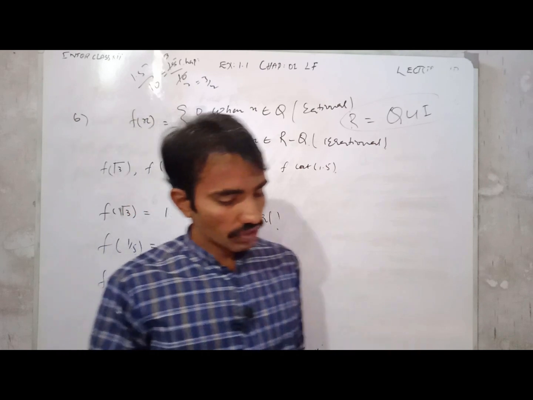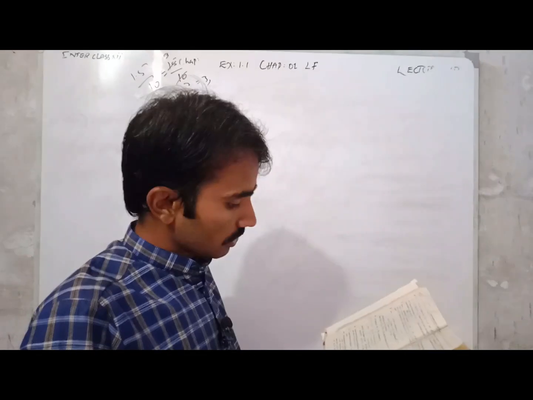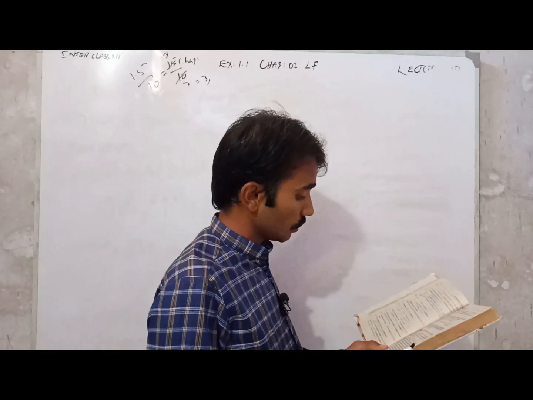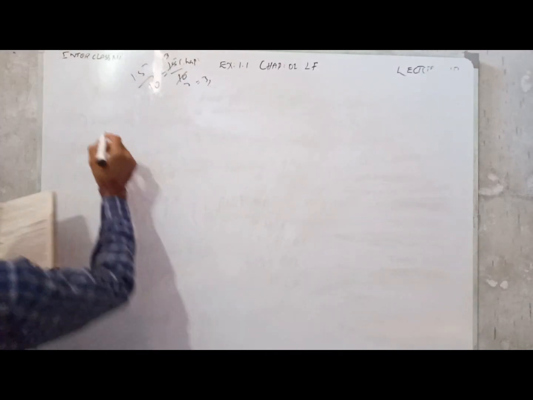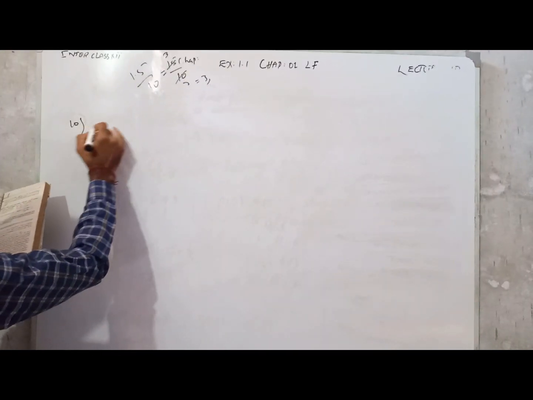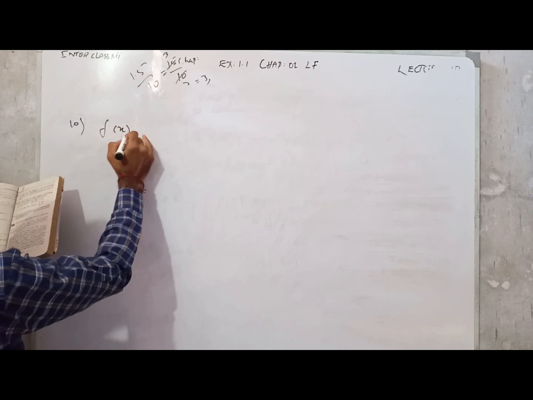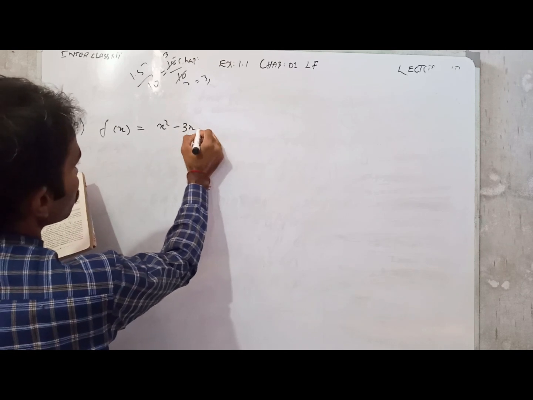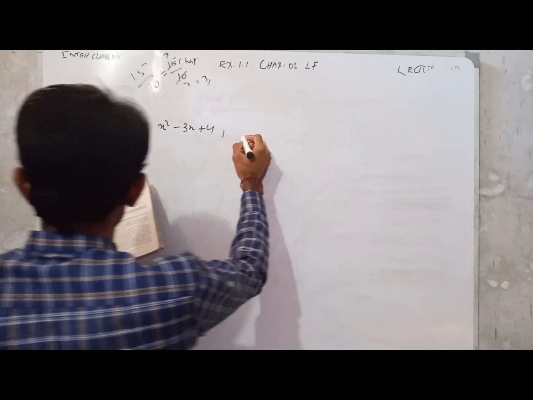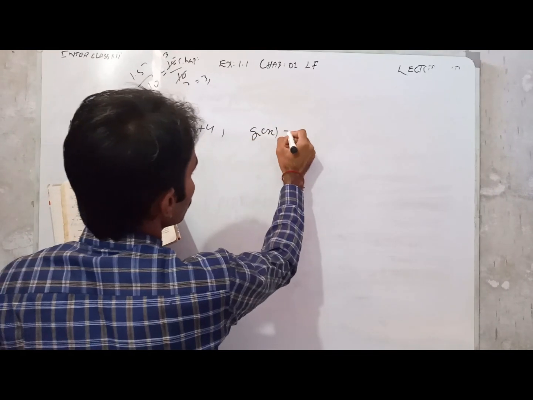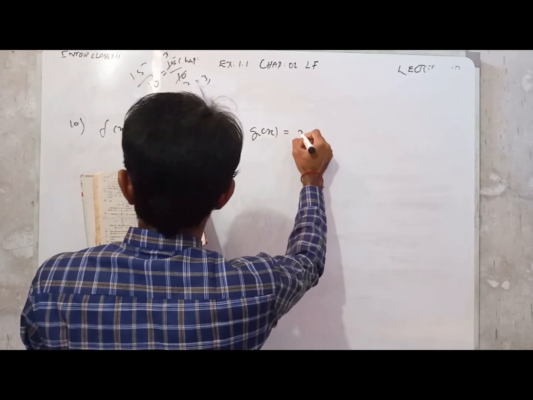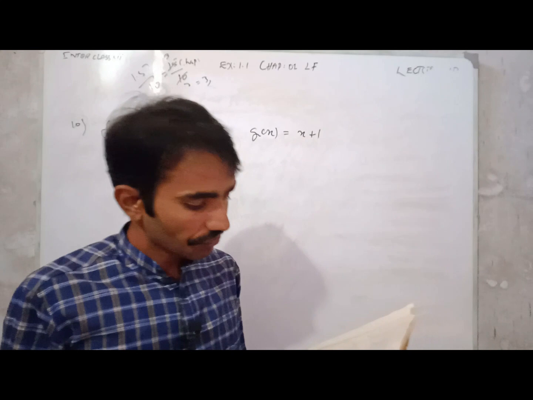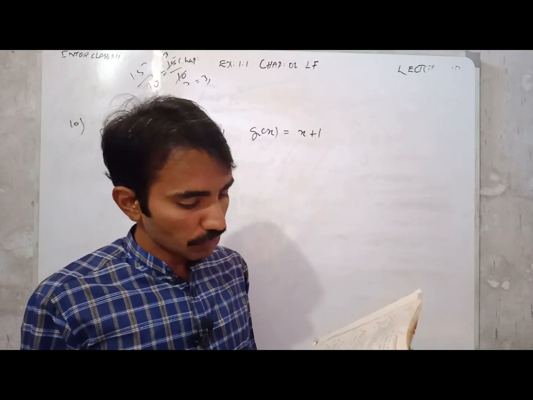In question number 10, f and g are defined by f of x equal to x square minus 3x plus 4. We have been given f of x is equal to x square minus 3x plus 4, and g of x, we have been given two functions at a time. g of x is equal to x plus 1. So what is asked in the question: for all x belonging to the real numbers, find the composite function.